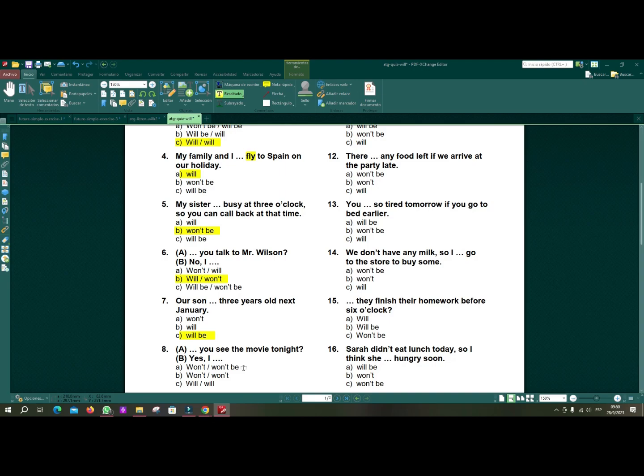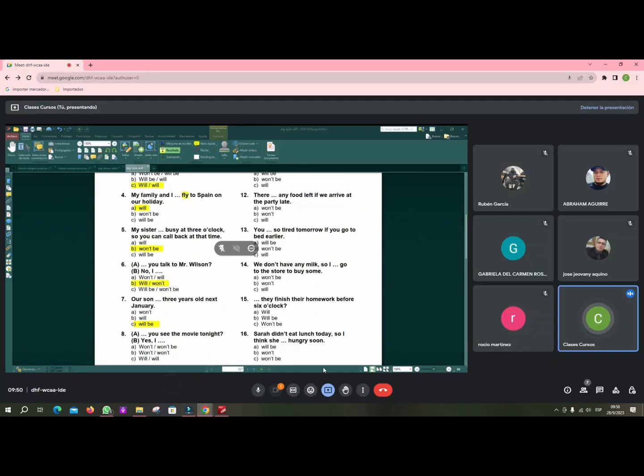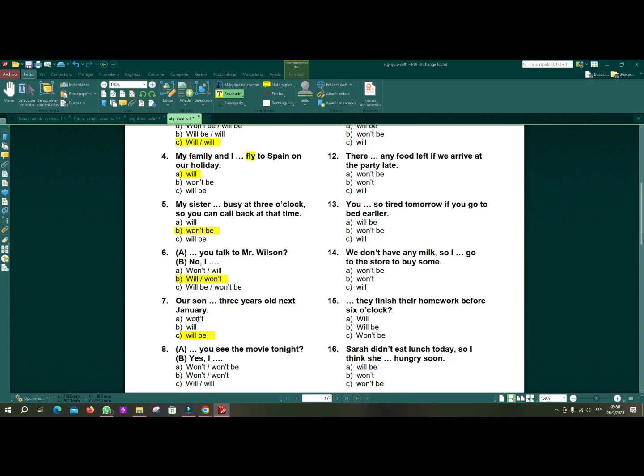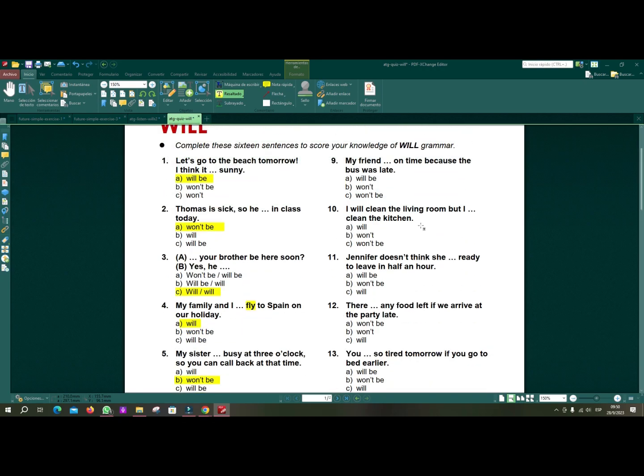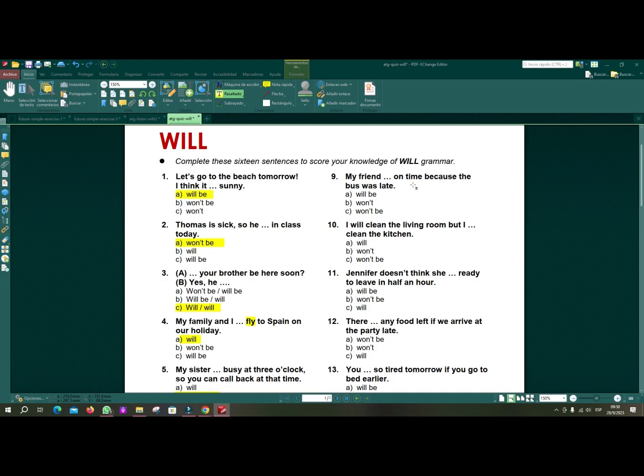Number 8. Hazel, maybe? Do you have the number 8? A, B, or C, Hazel? Or Mr. Jose? Number 8? Which could be the answer? Will. Yes. Let's see. Will you see the movie tonight, Jess? I will. Nice. Perfect. Mr. Jose, that's great. Number 9, Mr. Ruben.